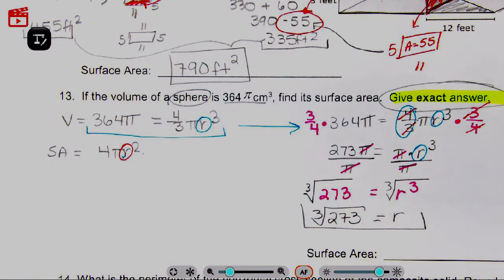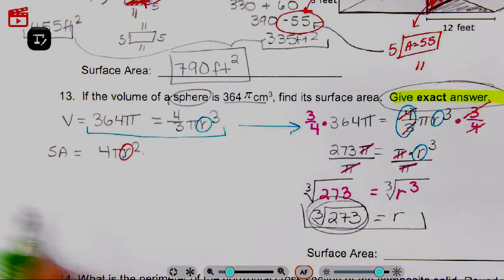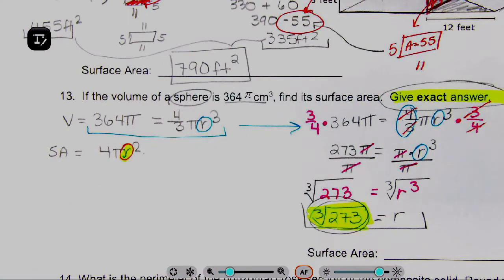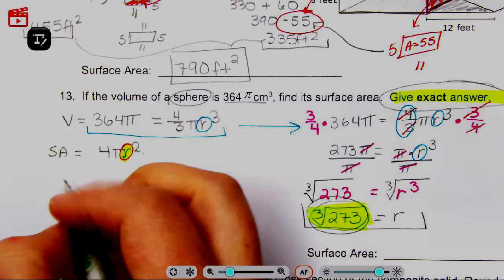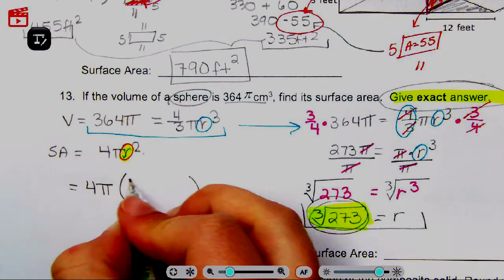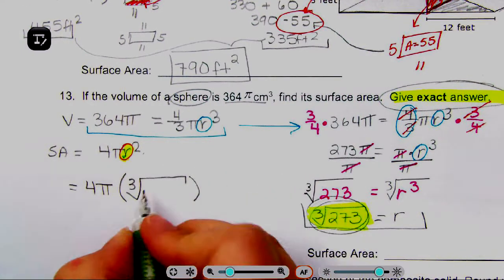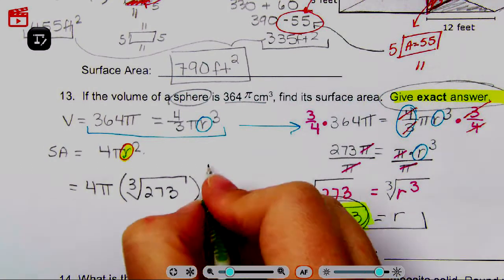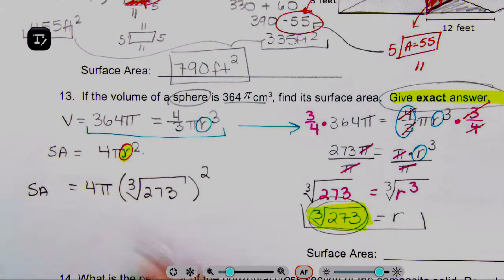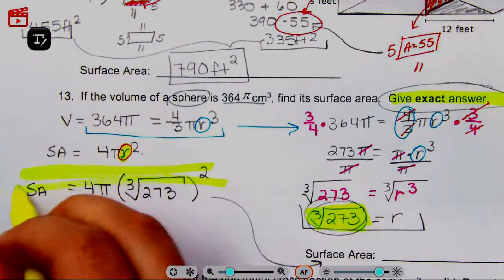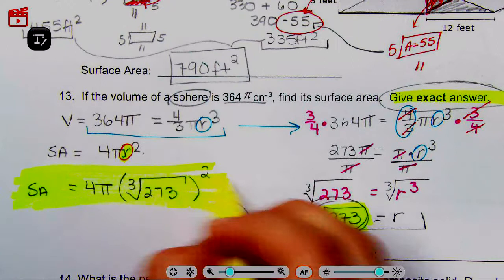That's my radius. You're going to take this value right here and you're going to substitute it into r. So for this question, it's not asking you for a pretty answer. It's just asking you for the answer. So you're going to take that, you're going to plug it in as if it is a number, which it is. It's just not exact. And then you're going to square it. So surface area is this right here, your answer in exact form.